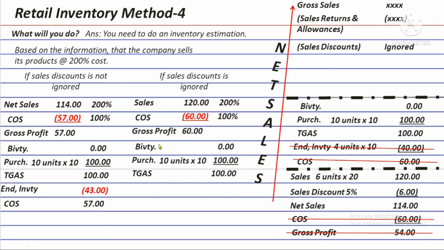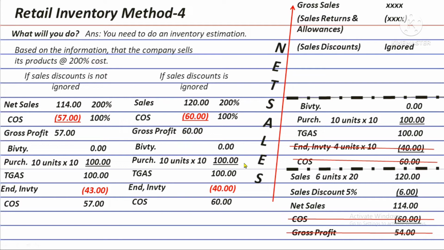So we have again the total goods available for sale of 100 minus the 60. Then the ending inventory is 40. The cost of sales as well as the ending inventory, these amounts coincide with the correct ones, right? Why? Because we ignored the sales discount in the inventory estimation. So that's it. But before we end this topic, let me be clear again.